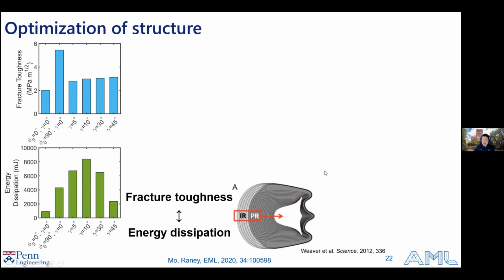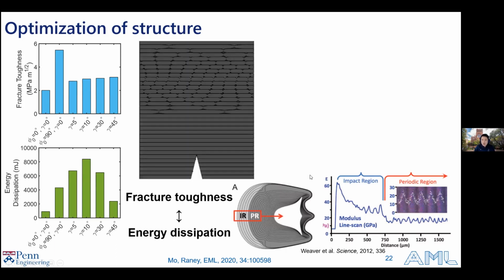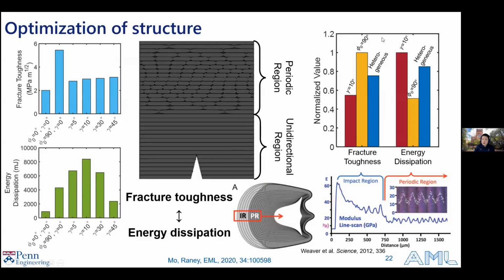And if we look at nature, right, in this case, in dactyl clubs, it's actually a combination of these regions. So there is an impact region with a high modulus, and then followed by this periodic region with this periodic modulus that can stop the crack propagation. So in this case, we have an idea of generating a unidirectional region, which mimics this impact region with high strength structure, which is aligned in the highest strength direction, and followed by a periodic region where we have these Voronoi structures.